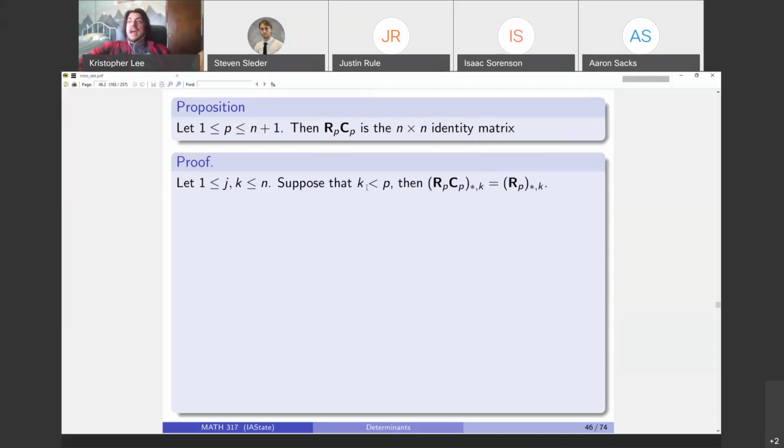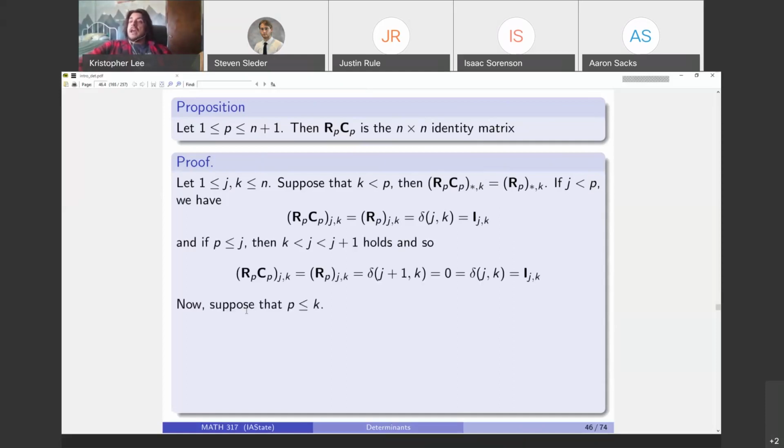So let's say we haven't passed the pth column yet. Well, as we just proved, this matrix multiplication will delete the kth column of this, but the pth column of this, and since we haven't gotten to p yet, nothing has changed. So now, if I look at the jth entry, where j has not reached p yet, then the jth entry will just give me the Kronecker delta, and that's what the identity matrix equals at jk.